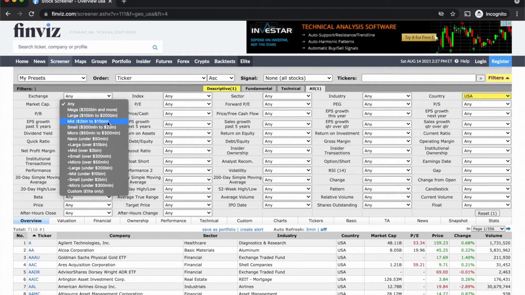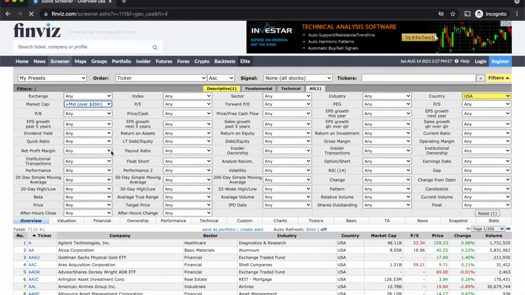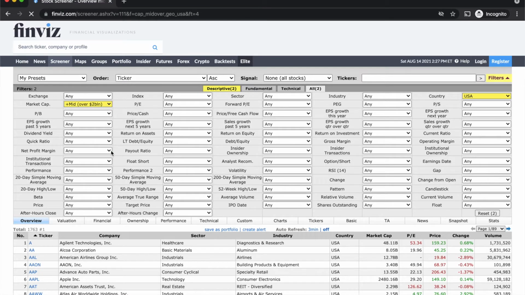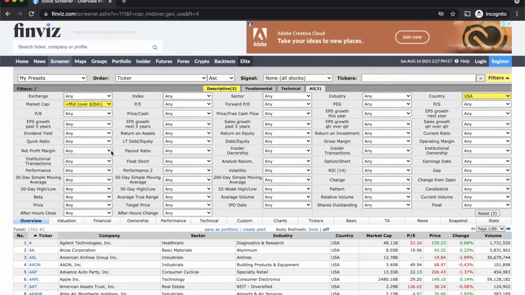Then I don't want to look at companies which are very small. I want to look at companies with a market capitalization of more than $2 billion. The reason is that we have a lot of very small cap companies, and I don't want to be investing in those because the share price is very, very volatile.